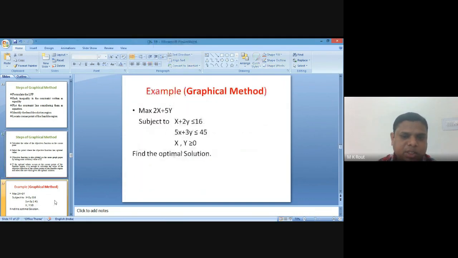So this is a typical example: maximize 2x plus 5y subject to x plus 2y less than or equal to 16, and the next equation is 5x plus 3y less than or equal to 45, and here x and y are greater than or equal to 0. Find the optimal solution. Try to solve this one.